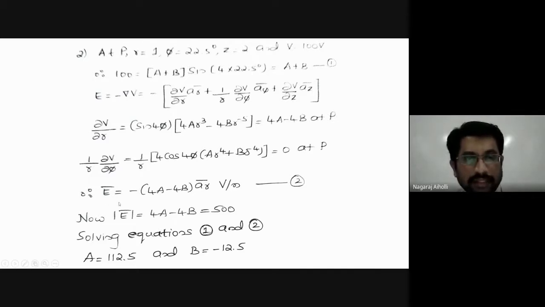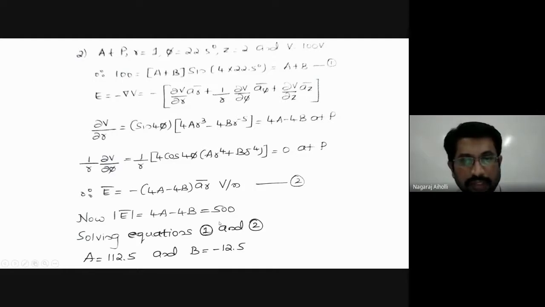Then E bar is given by minus del V, that is minus of ∂V/∂R aR bar plus (1/R) ∂V/∂φ, and ∂V/∂Z is 0, which we have seen in the previous part of the numerical. ∂V/∂R is 4A − 4B, so E bar is minus of (4A − 4B) aR bar. (1/R) ∂V/∂φ is 0, and ∂V/∂Z is also 0. Hence, magnitude of E is 4A − 4B.